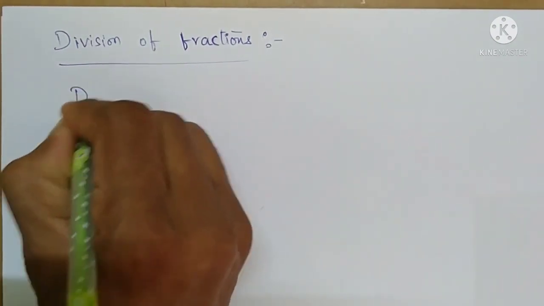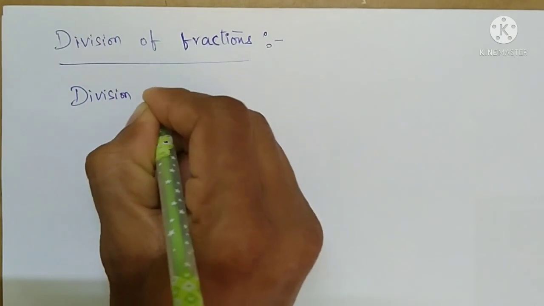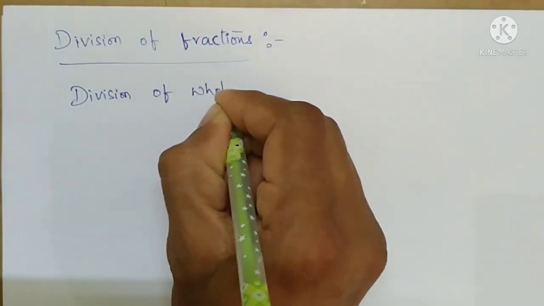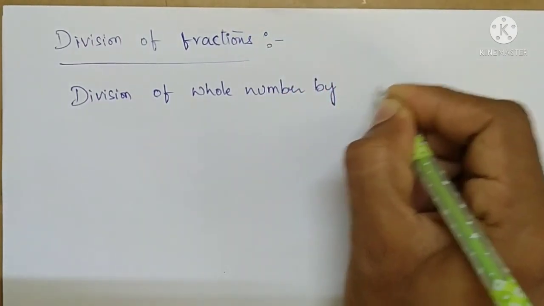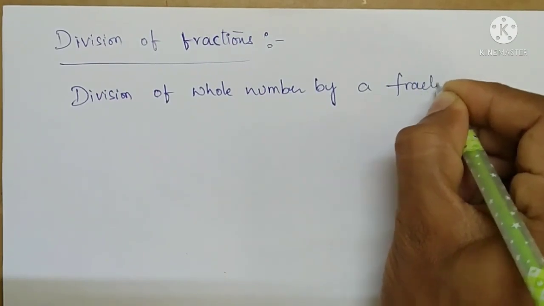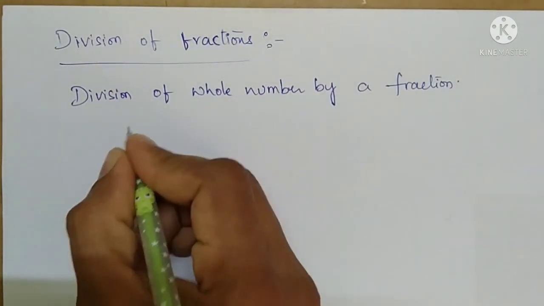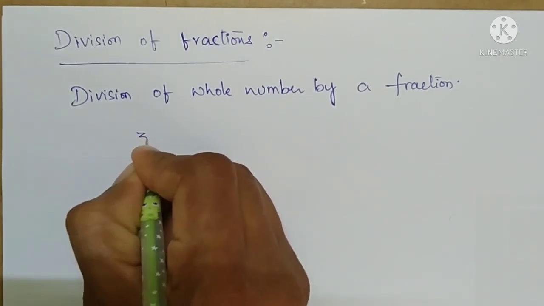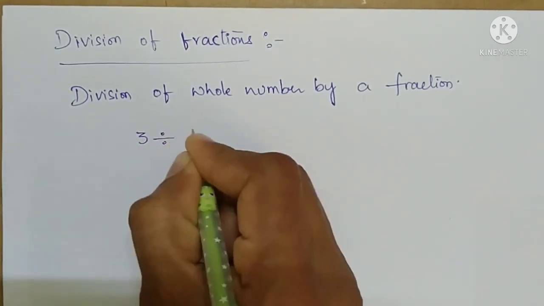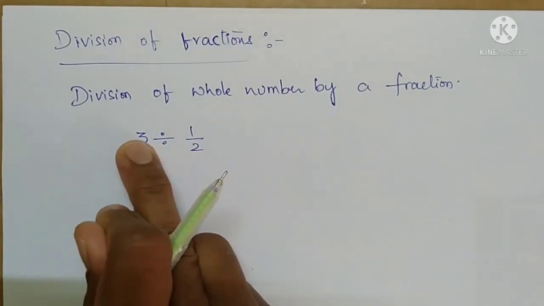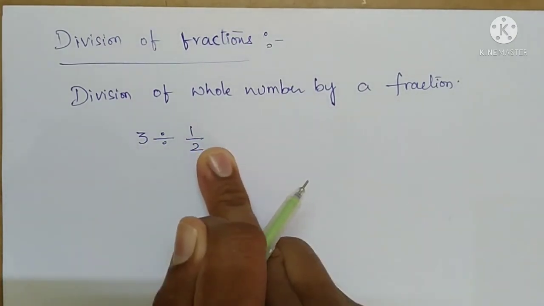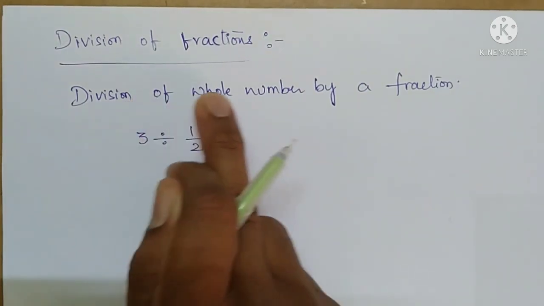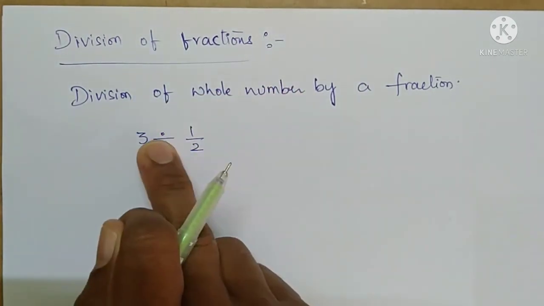So, division of a whole number by a fraction. Here we can take one example, 3 divided by 1 by 2. This is a whole number, and this is a fraction, a proper fraction. So this is about division of a whole number by a fraction.